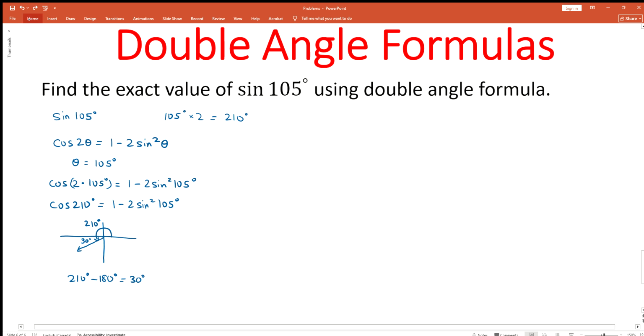As per the CAST rule or the ASTC rule, cos is negative in quadrant 3. Therefore, cos 210 degrees is equal to minus cos 30 degrees, because 30 degrees is the reference angle or the related acute angle for 210 degrees. Next, we can use the special triangle for 30 degrees to find the value of cos 30 degrees. As per the special triangle, cos 30 degrees is equal to square root of 3 over 2.